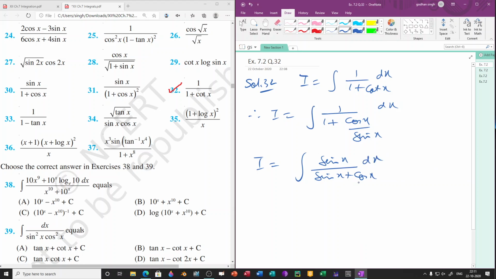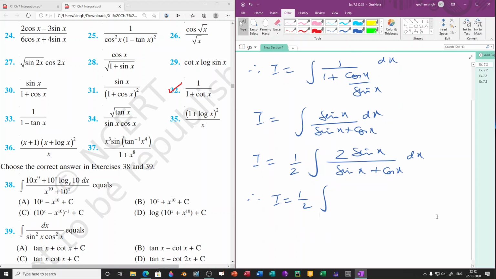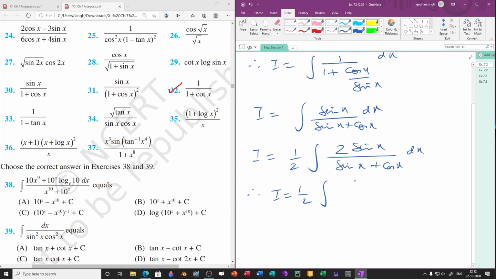Suppose we take sin x plus cos x as t. Then the differentiation of sin x is cos x, and the differentiation of cos x is minus sin x, but here we have only sin x. So first, the steps are to be remembered, we multiply and divide with 2. So we'll get 2 sin x over sin x plus cos x, and here dx. Therefore I equal to half, and this sin x also we will split into two parts. We'll write it as sin x plus sin x, and in that we'll add cos x and subtract cos x.